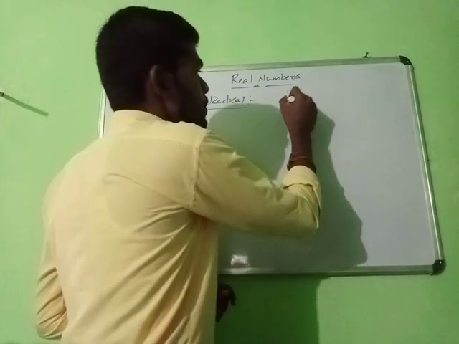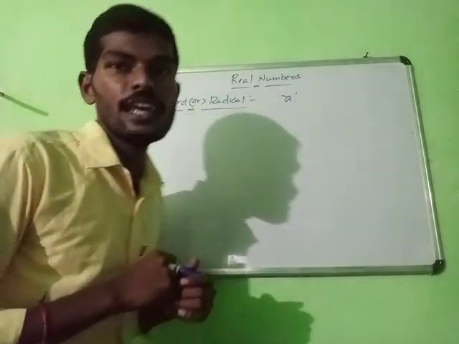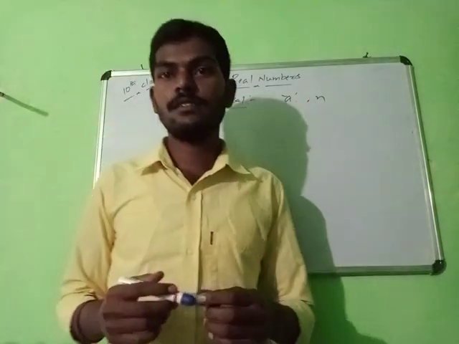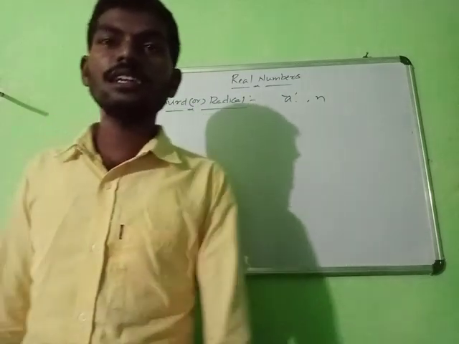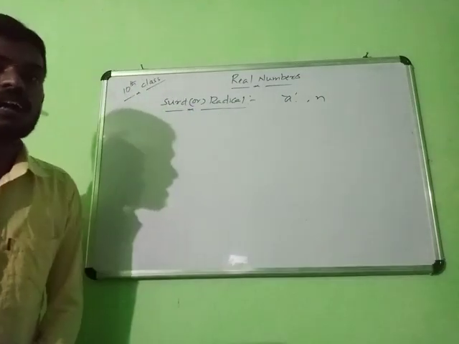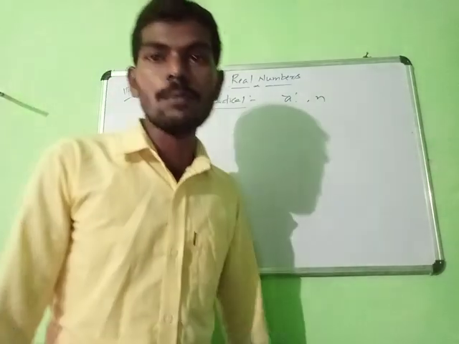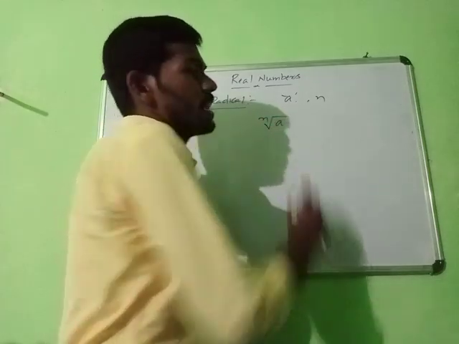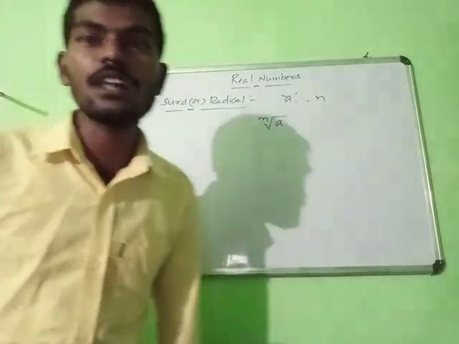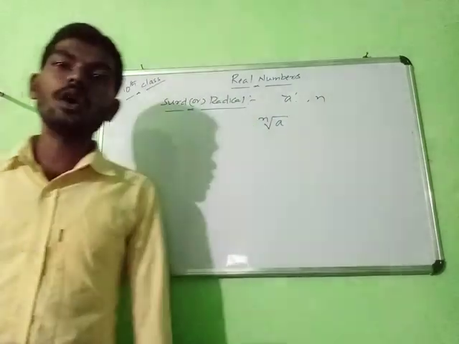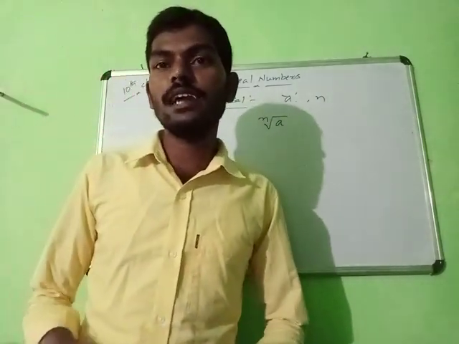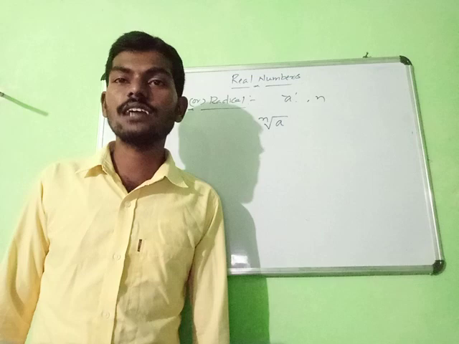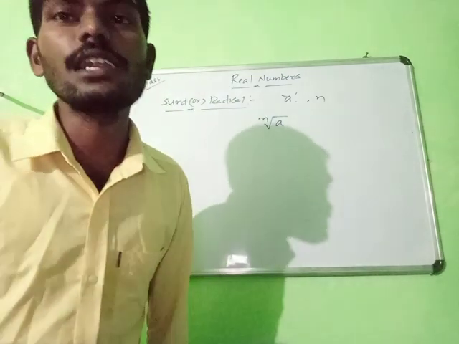Now, if A is any positive integer, what is a surd? If A is any positive integer and small n is any natural number greater than 1, then the nth root of A is called an nth order surd, or surd of nth order.